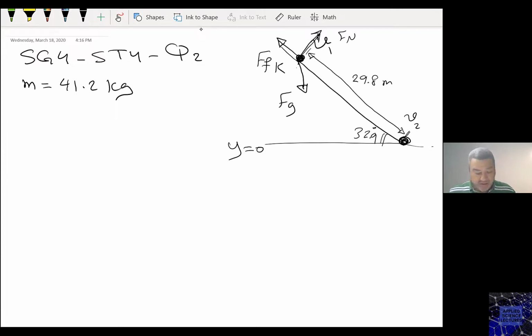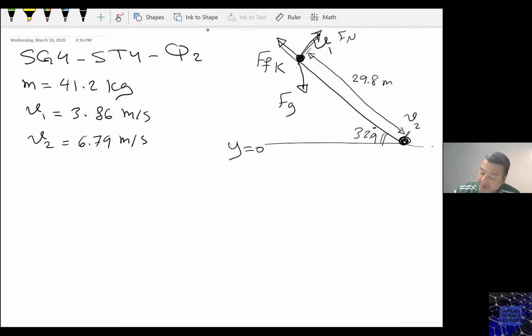Now the question here is asking me to, so this is 3.86 meters per second. This is V2, 6.79 meters per second. Okay. The question is asking, determine the amount of thermal energy produced by friction.